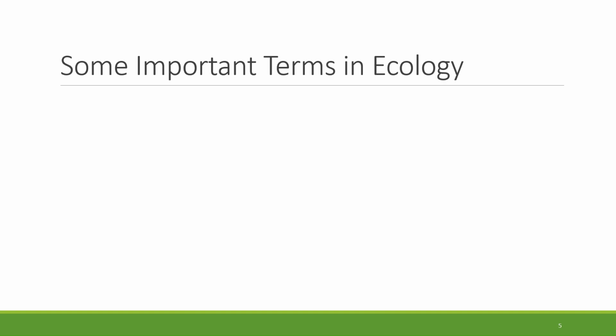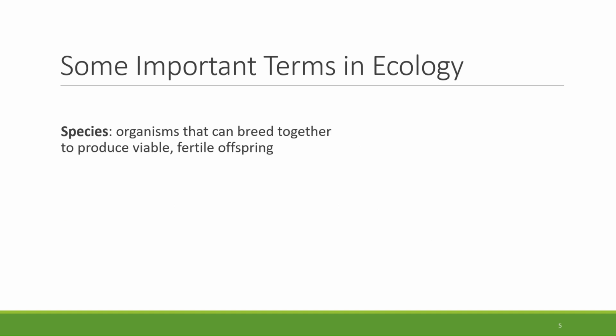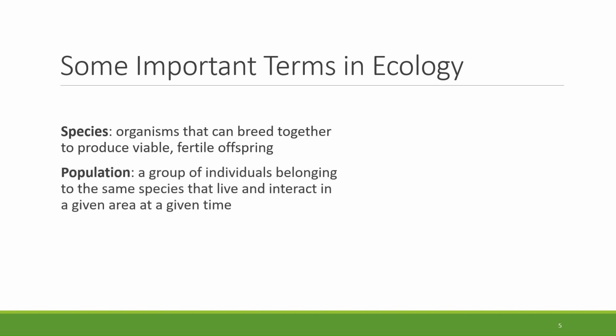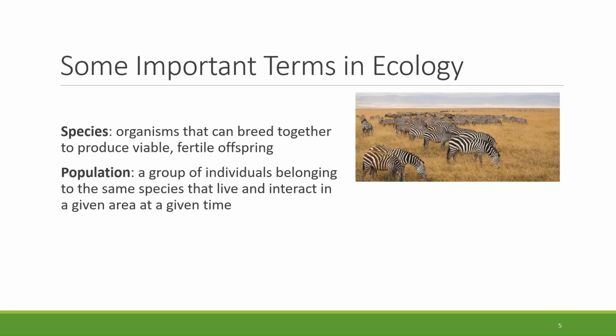Now, the examples of ecology questions that I showed you, you may have noticed that some of the questions focused on a single species and others incorporated multiple species. So as a reminder from our previous chapters, a species is defined as organisms that can breed together to produce viable, fertile offspring. A population is a group of individuals belonging to the same species that live and interact in a given area at a given time. So a herd of zebra living in a specific grassland area would be considered a population. It consists of a single species.